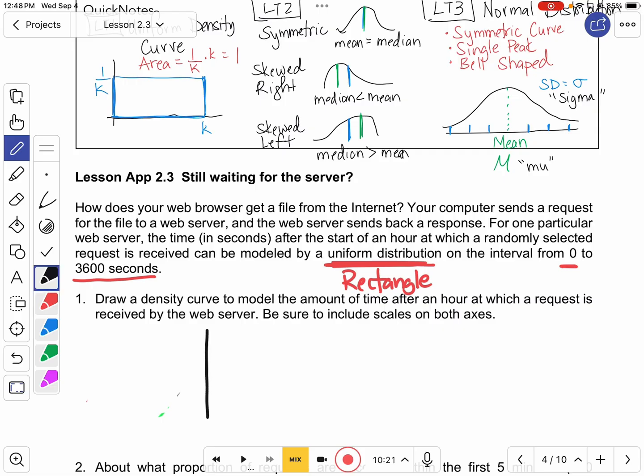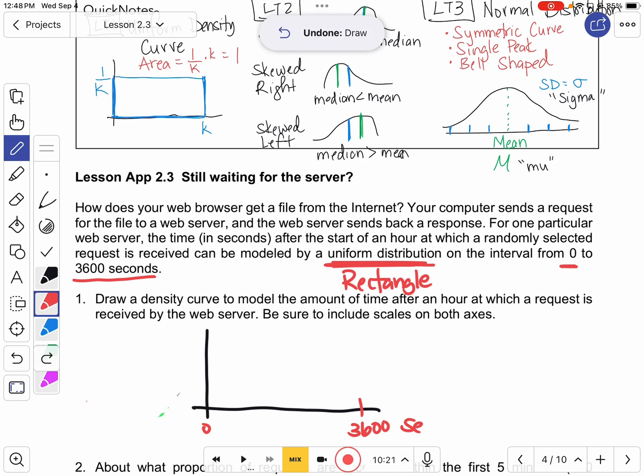So here's what we're going to do. We're going to draw our axes. On the bottom is what the interval's from. It's from 0 to 3,600 seconds. Okay, so that's where that interval comes in.